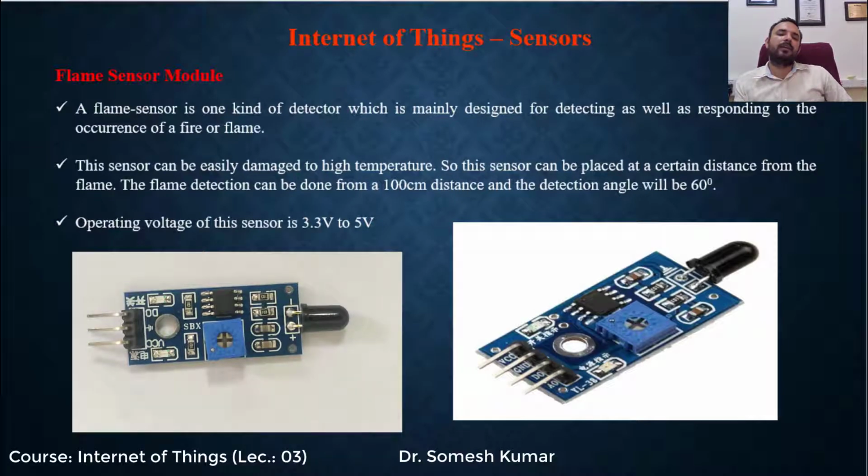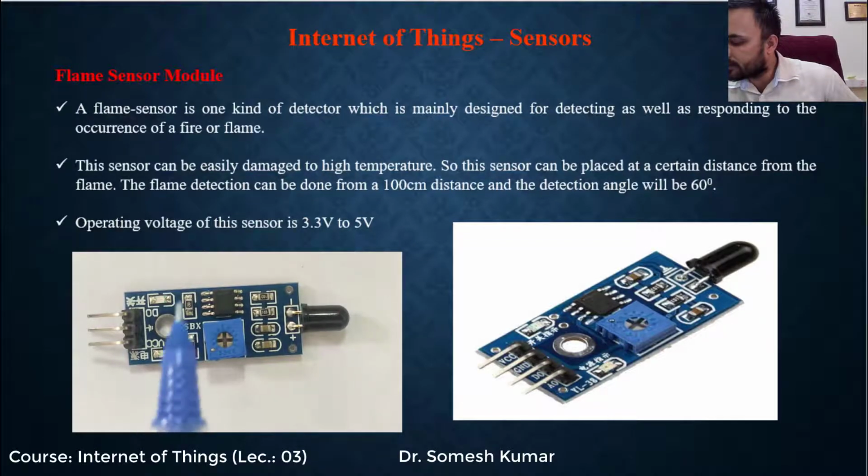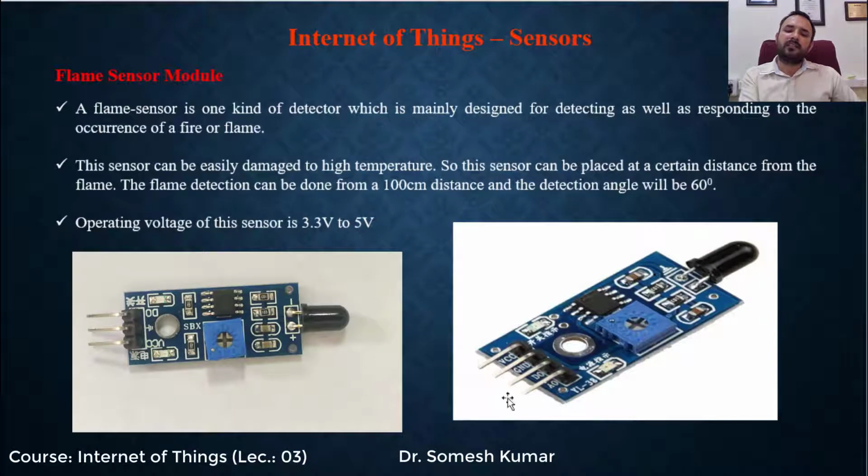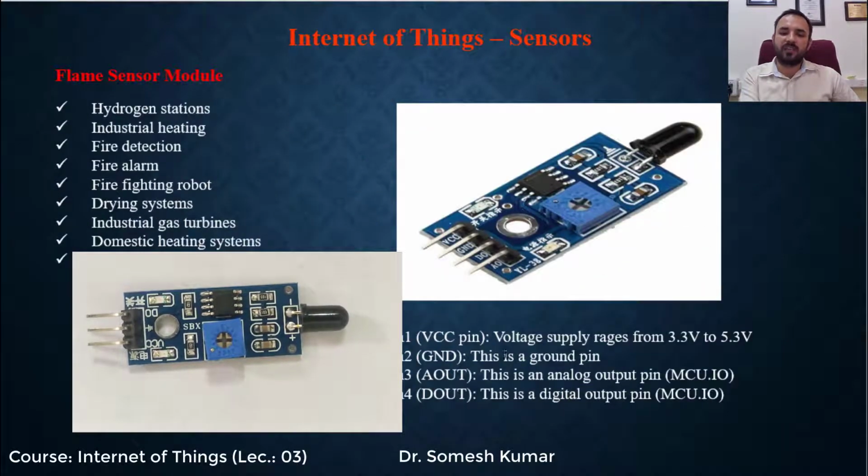Flame detection can be done from a 100 centimeter distance, and the detection angle should be 60 degrees. Here are the three pins. One is our VCC pin, the central one is your ground, and the other is the digital output. Basically here in the slides there are four pins. One is our VCC, second one is ground, third one is our analog output, fourth one is our digital output.